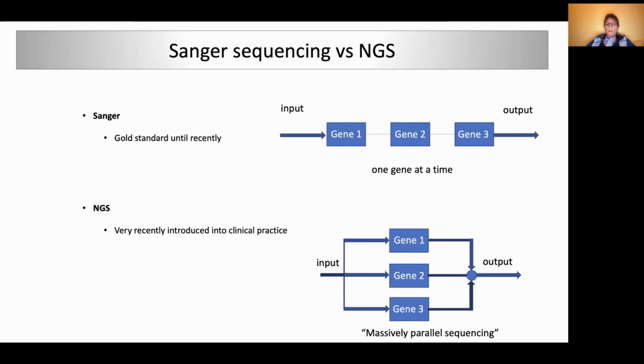So there was a big move to try and develop technologies where you could sequence a number of genes all at once, that is in parallel. And that's what next generation sequencing is, massively parallel, high throughput sequencing.